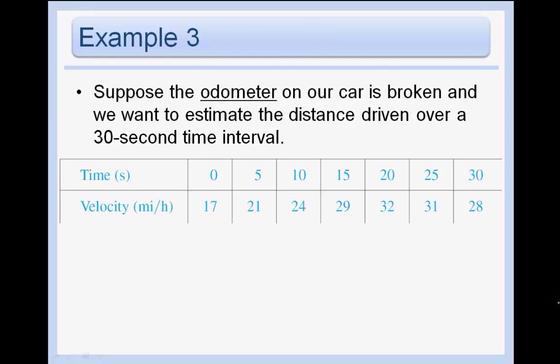So let's just suppose we have an odometer on our car. It's broken. We want to estimate the distance driven over a 30-second time interval. Say, consistent with how your book did it, they changed this to feet per second. Of course, we need to get this in seconds so that we're consistent here. And 1 mile per hour, you probably know this from the SATs, 1 mile is 5,280 feet, and 1 hour, of course, is 3,600 seconds. So I'm just going to use that conversion. You don't need to do this. It's not really a big deal. But I'm just going to do that for you.